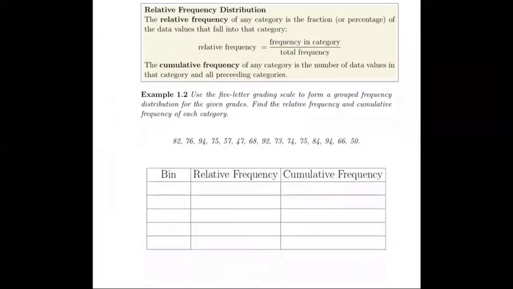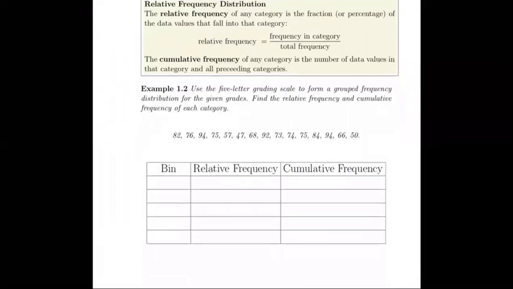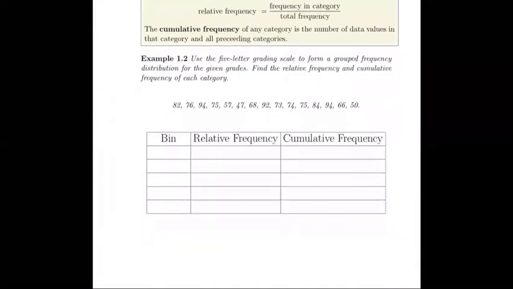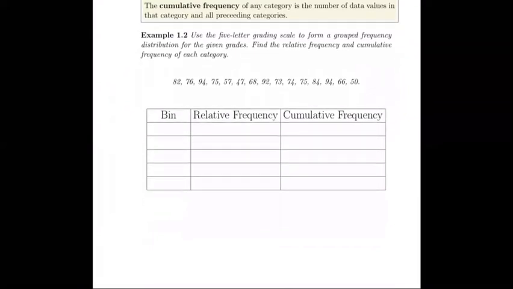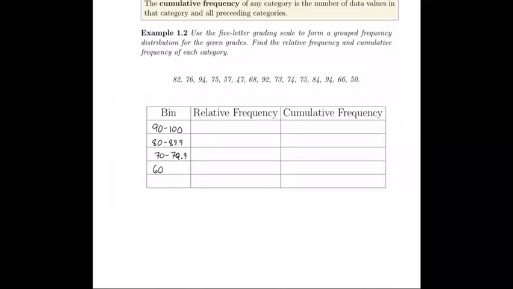Now, this example asks us to use the 5-letter grading scale to form a grouped frequency distribution for the given grade. So the 5-letter grading scale, and they say find the relative frequency and cumulative frequency of each category. All right, so the relative frequency has been defined. We'll work out the cumulative frequency within the problem. So our bin is the 5-letter grading scale. So let's say 90 to 100, 80 to 89.9, 99 repeating. Let's see, 70 to 79.9. Similarly for 60s.